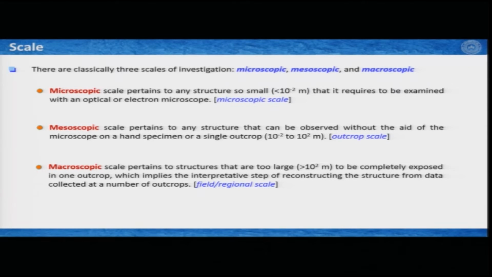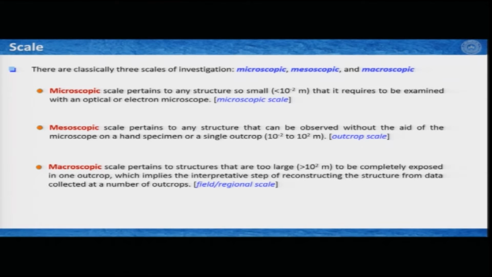Mesoscopic scale is something that you can cover just by a view. So it is a scale or structure that can be observed without the aid of microscopes, on a hand specimen or a single outcrop and so on. So it's about 1000 meters or 1 kilometer or something like that, and we call it outcrop scale or outcrop study. And then macroscopic scale is something where you're doing a large scale field study or regional scale field observations. So this is greater than 1 kilometer and so on.